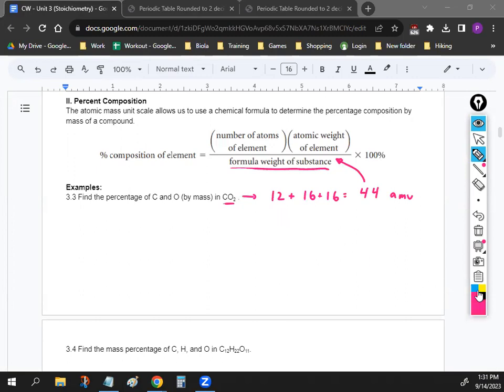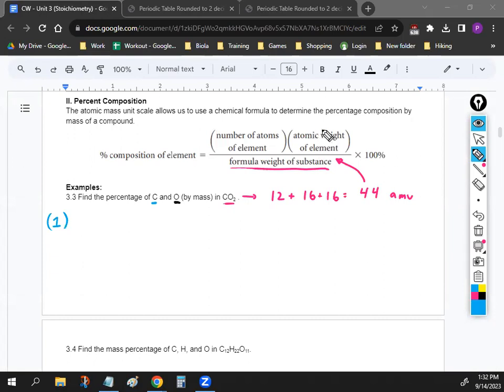Okay, let's figure out the formula mass. I'll do carbon with blue and then oxygen with black. But let's do carbon first. We're going to find the percentage of carbon first. If you take a look at CO2, the first thing you want for the numerator is the number of atoms of that element. So how many carbons are inside of CO2? 1. So we just do 1. That's the first parenthesis.